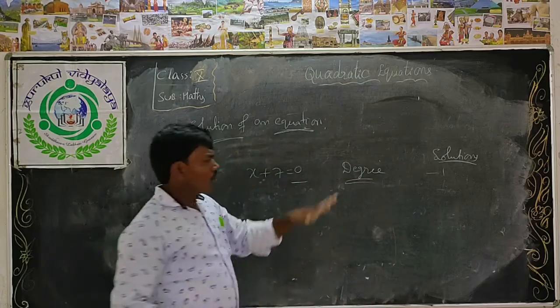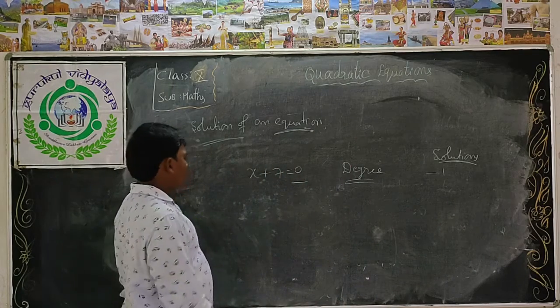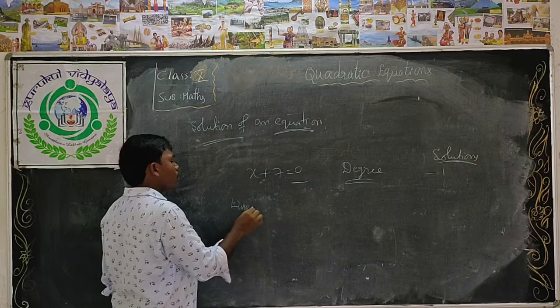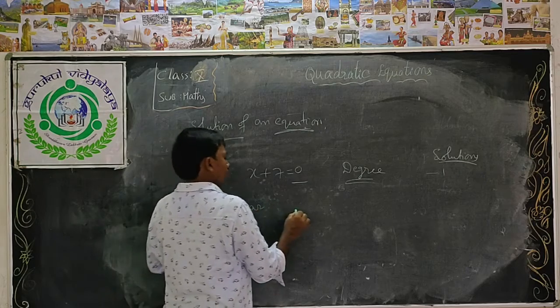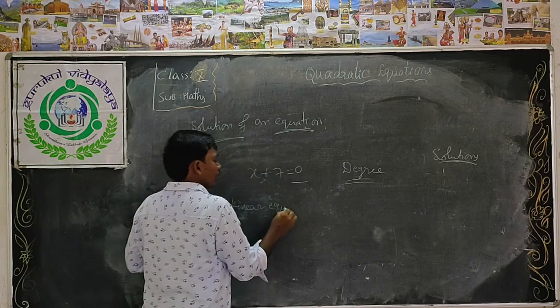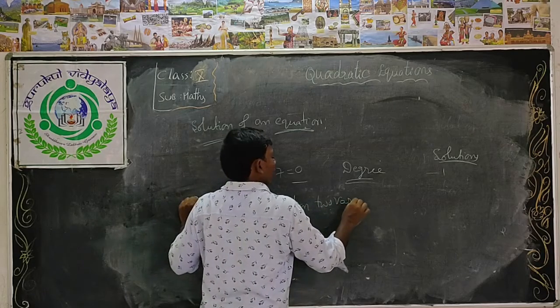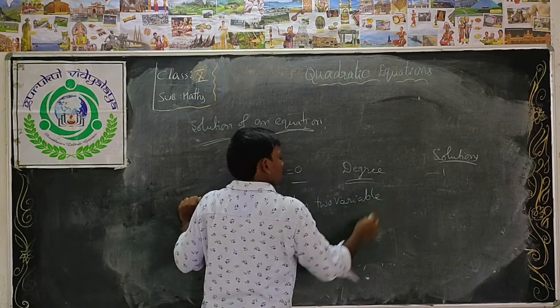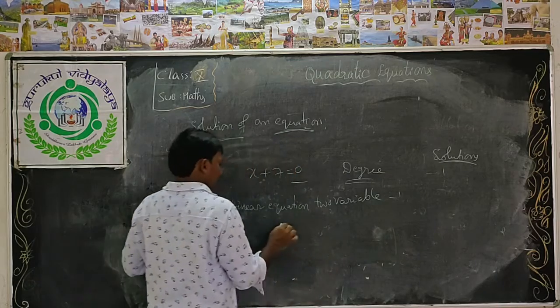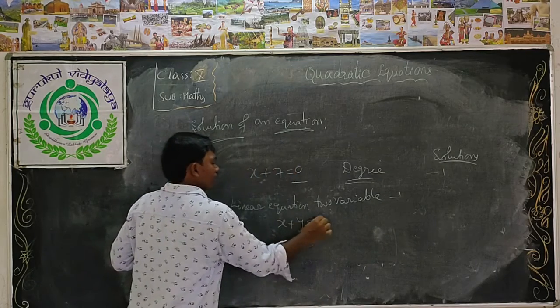Linear equation in one variable has only one solution. But see, children, the linear equation in two variables, the degree is also 1.